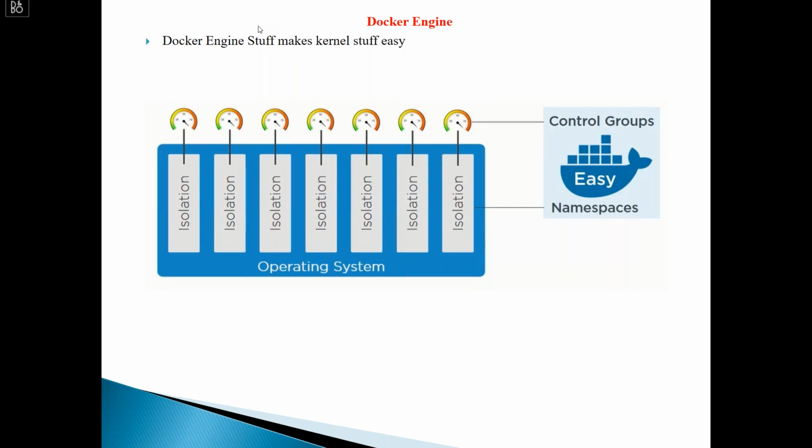So Docker engine. If somebody asks you, hey, what is Docker engine in Docker? You will say Docker engine stuff makes kernel stuff easy. I will tell you in the next architecture how the Docker engine works. So Docker engine stuff makes kernel stuff easy, namespace provides isolation on top of a virtual machine, and control group will set a limit for the container, meaning a resource limit: CPU utilization, disk and RAM, etc.